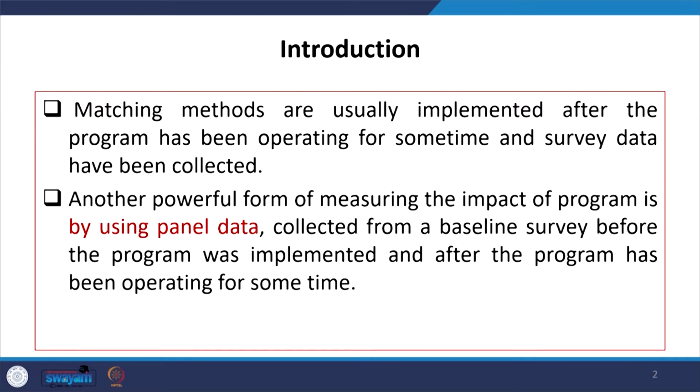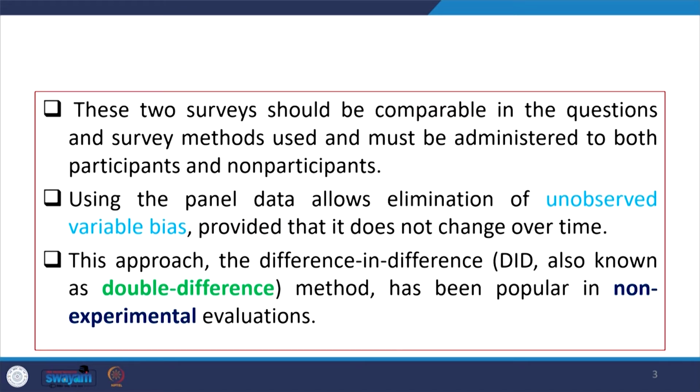First, matching methods are usually implemented after the program has been operating for some time and survey data have been collected. Another powerful form of measuring the impact of a program is by using the panel method. Those data are collected from a baseline survey before the program as well as after the program's operation. These two surveys should be comparable in the questions, and the survey methods used must be administered to both participants as well as non-participants.